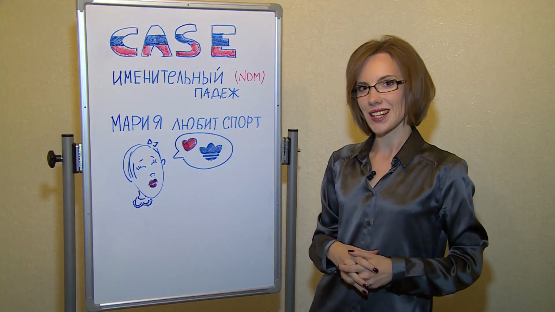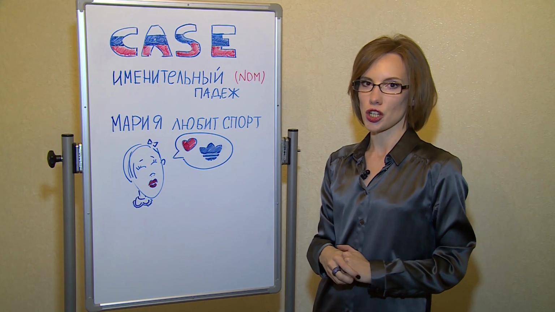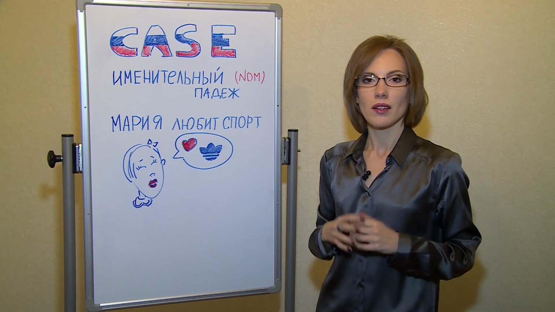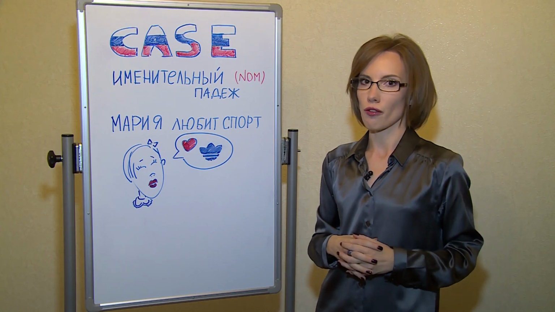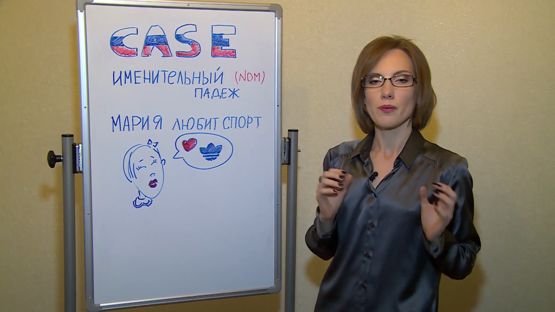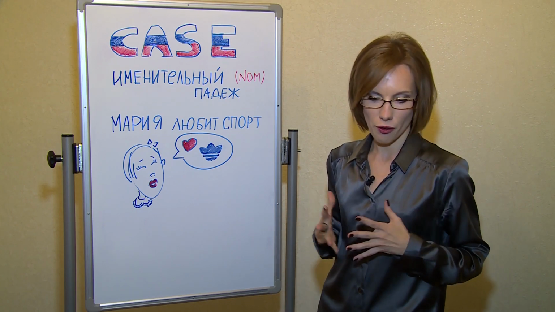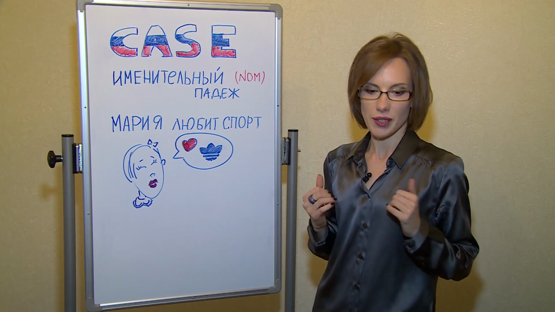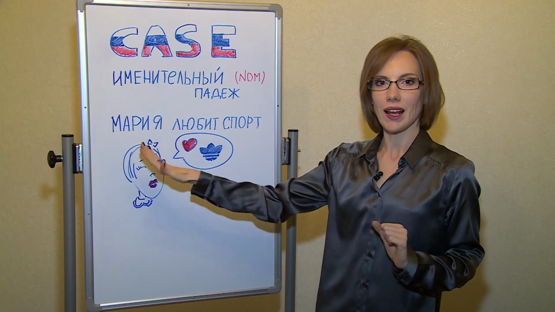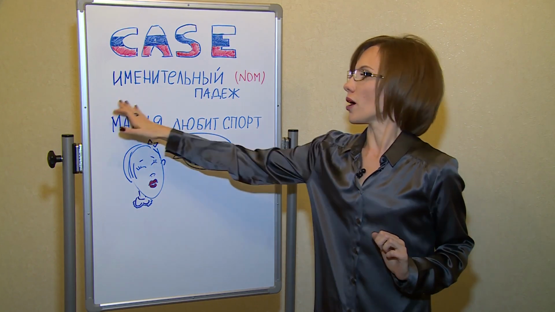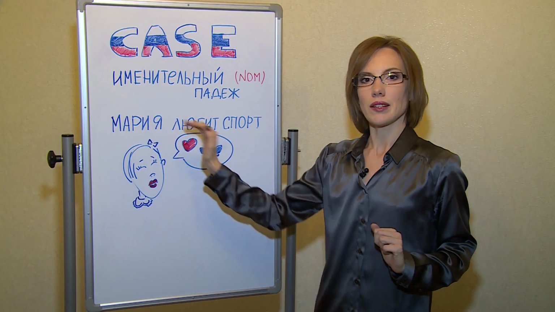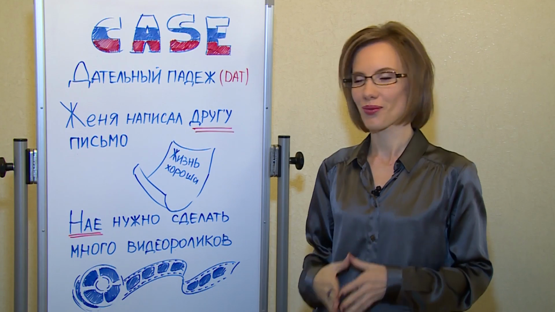The first case is именительный падеж, nominative. The nominative case is used to indicate the subject of the sentence. The subject is a grammar term for the place, person, or thing performing the action or undergoing the state of being. Maria любит спорт. Maria likes sport. Maria is the subject, and it is in the nominative case.